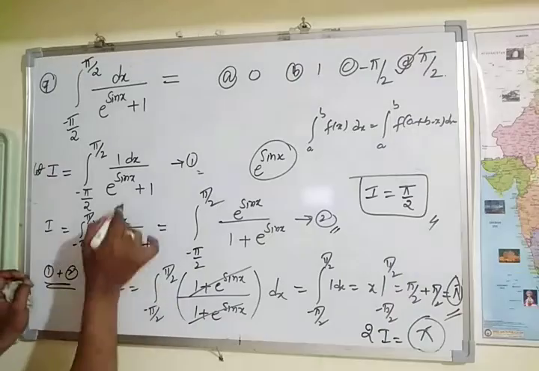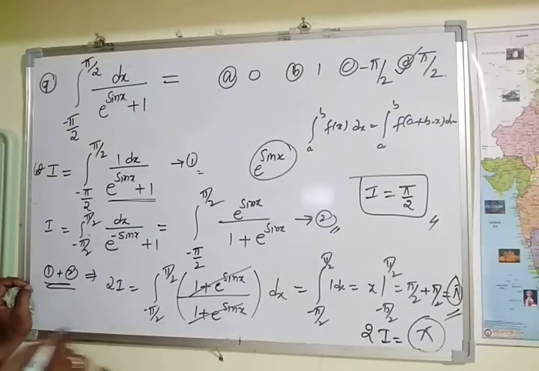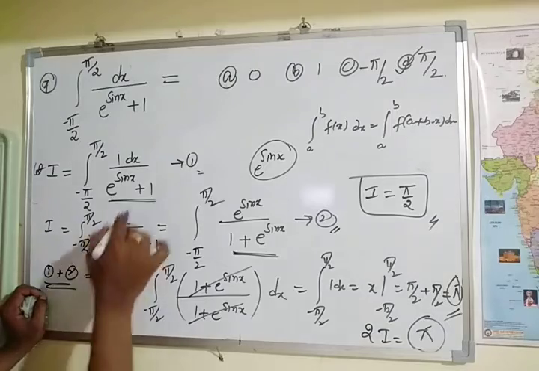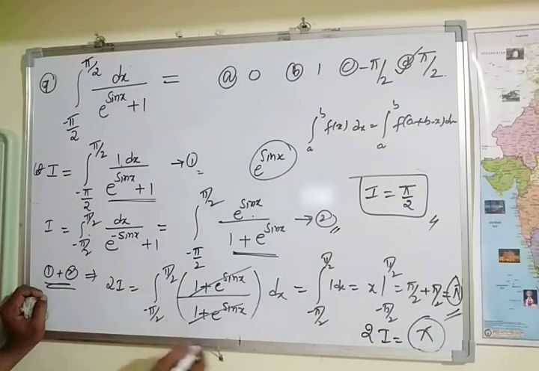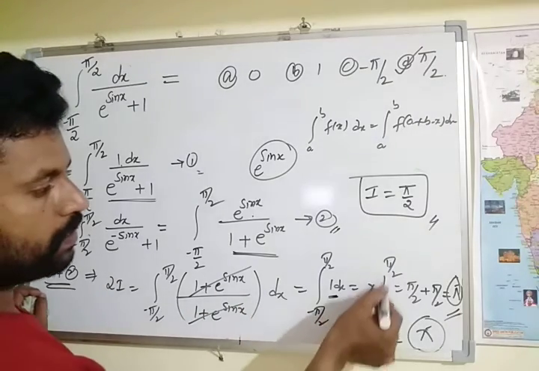Here observe, here the denominator is 1 plus e to the power sin x, and here also we have 1 plus e to the power sin x. That is the LCM form. In the numerator, here we have 1, here e to the power sin x. See, both results are the same, so numerator and denominator get cancelled. We get 1 into dx. Integral of 1 is x, then substitute the limits.